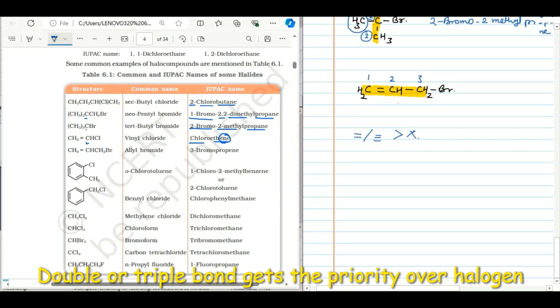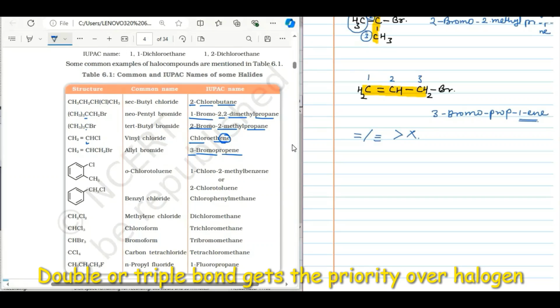So when you write the name of this molecule, you will get 3-bromopropene, or you can write 3-bromoprop-1-ene. As it is 1-ene, there is no need to write the 1 in front of ene. You can simply write propene. Now come to the next example.